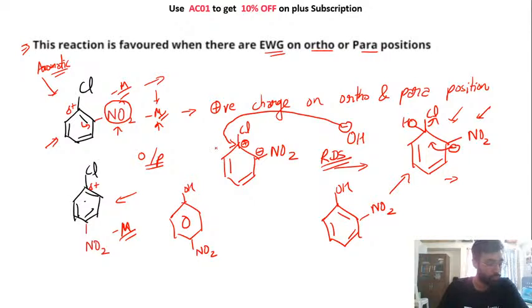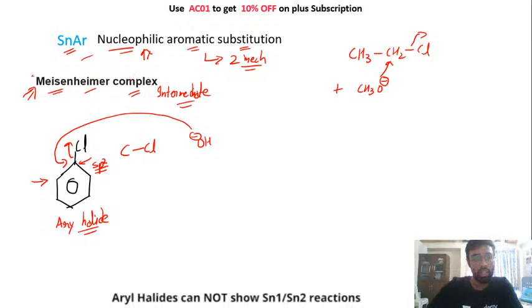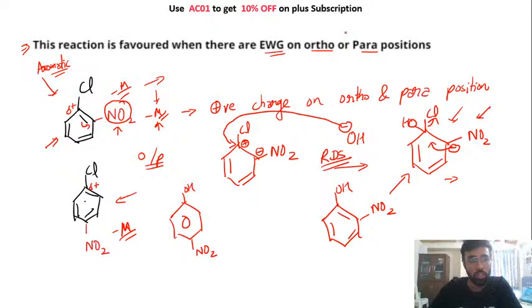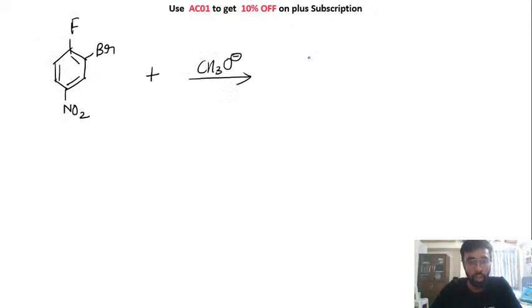Okay, so I hope this process of Meisenheimer complex is understood by everyone. This is very important. You will see this mechanism in very detail in the rest of the chapter, that is your alkyl halide, sorry, your alcohols and aldehyde ketones too. Okay? So I hope this process is understood by everyone.